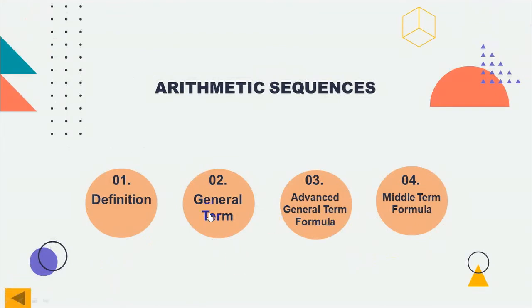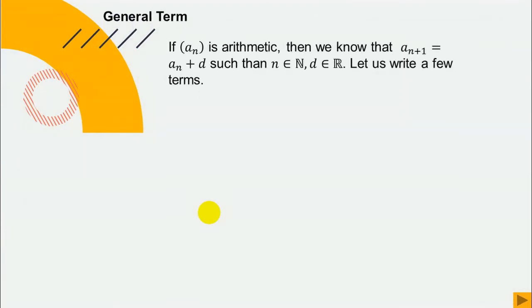Okay, now we will talk about the general term. What is the general term of the arithmetic sequence? If a_n is arithmetic, then we know that a_(n+1) is equal to a_n plus d, such that n is an element of the natural numbers and d is an element of the real numbers. Let us write a few terms.